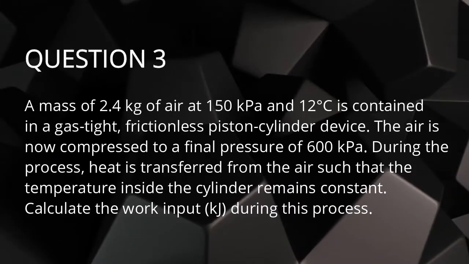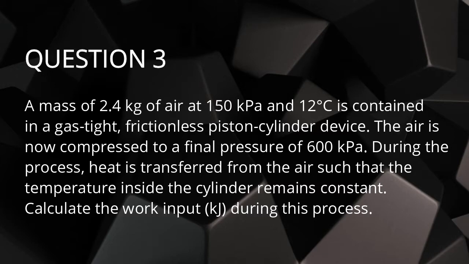Next, question number 3. A mass of 2.4 kg of air at 150 kilopascal and 12 degrees C is contained in a gas-tight frictionless piston cylinder device. The air is now compressed to a final pressure of 600 kilopascal. During the process, heat is transferred from the air such that the temperature inside the cylinder remains constant. Calculate the work input in kilojoule during this process.